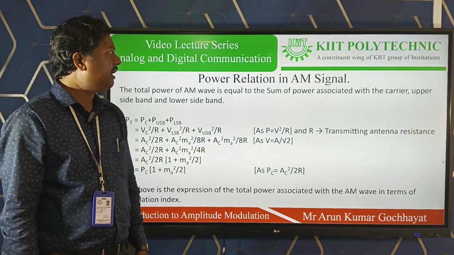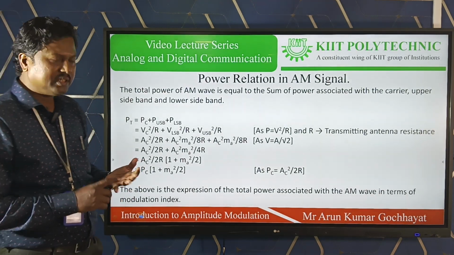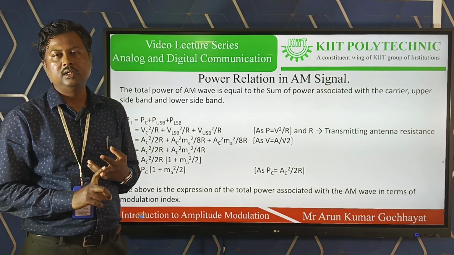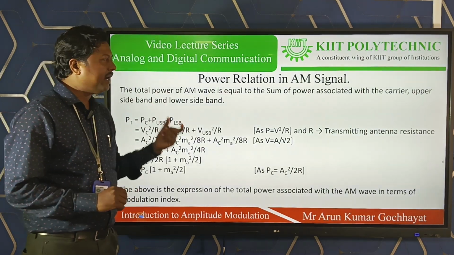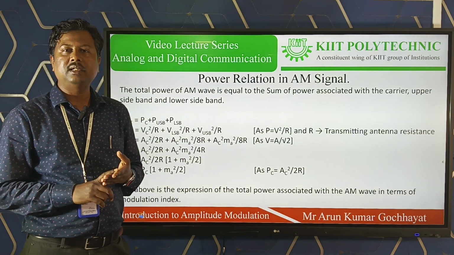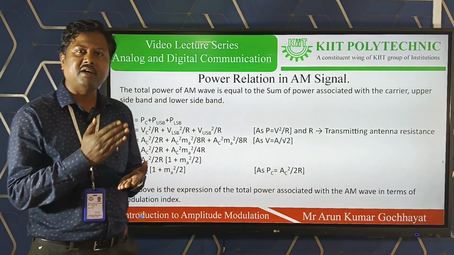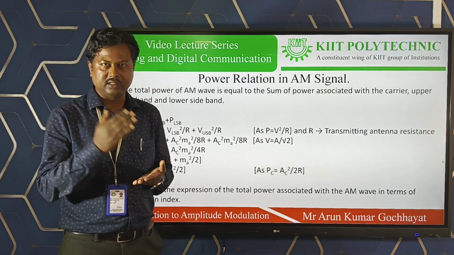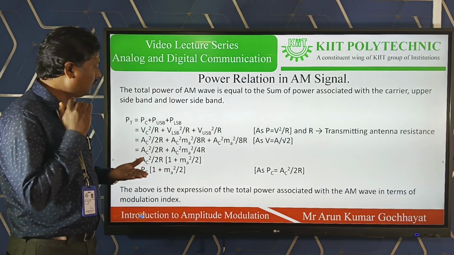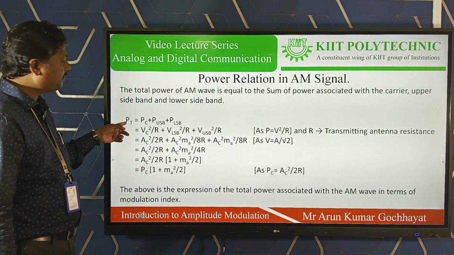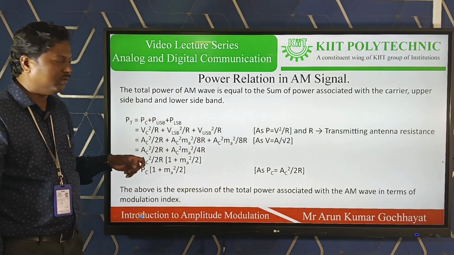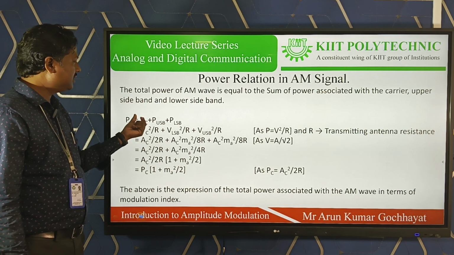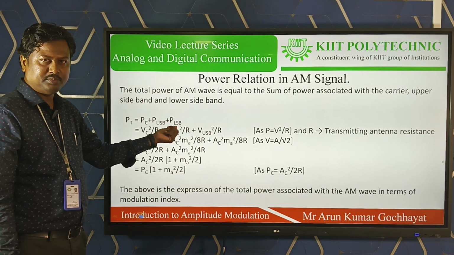Next, let us move to the power relation in the AM signal. The AM signal comprises three components: one is the carrier, another is the lower sideband, and the third is the upper sideband. So the power associated with the amplitude modulated signal is ultimately the combination of the power associated with the carrier portion, the power associated with the upper sideband, and the power associated with the lower sideband. If we represent the power associated with the amplitude modulated signal as a whole by total power PT, that becomes PC plus PUSB plus PLSB.